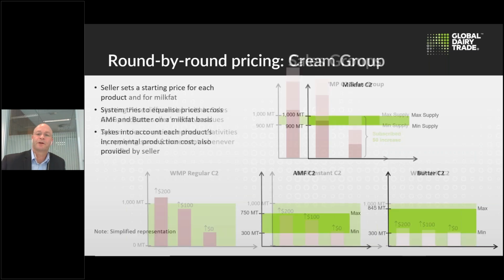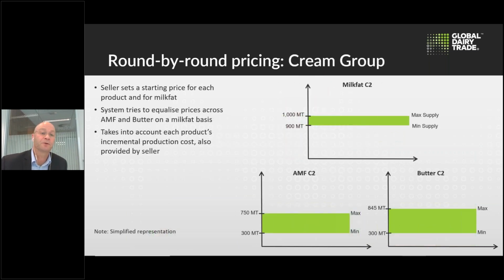So the cream group is very much similar to that, with a few wrinkles. Again, the seller sets their starting prices, and they set a starting price actually for milk fat as well as for the individual products. And the system will try and equalize prices across AMF and butter on a milk fat basis. So it will take into account the incremental production cost. It costs different amounts to produce butter than it costs to produce AMF, and those parameters are in the system and managed to try and achieve an overall equal return on a milk fat basis.